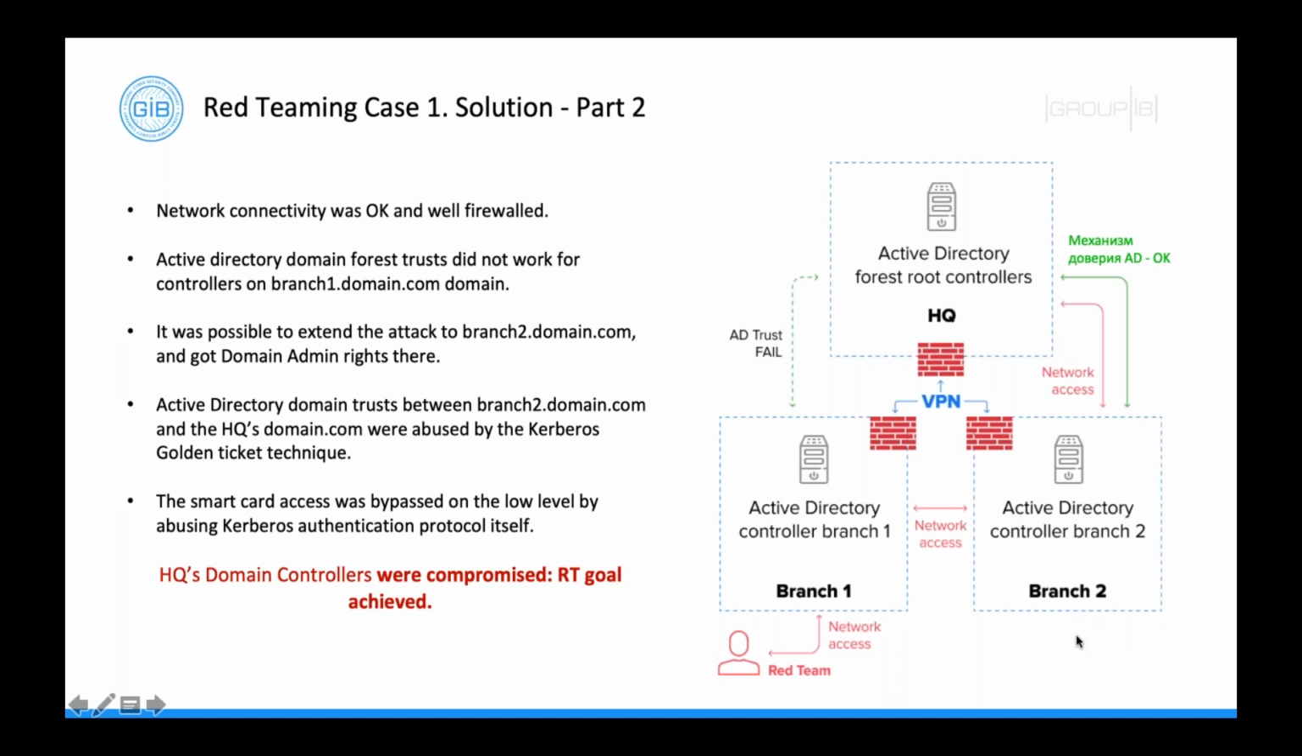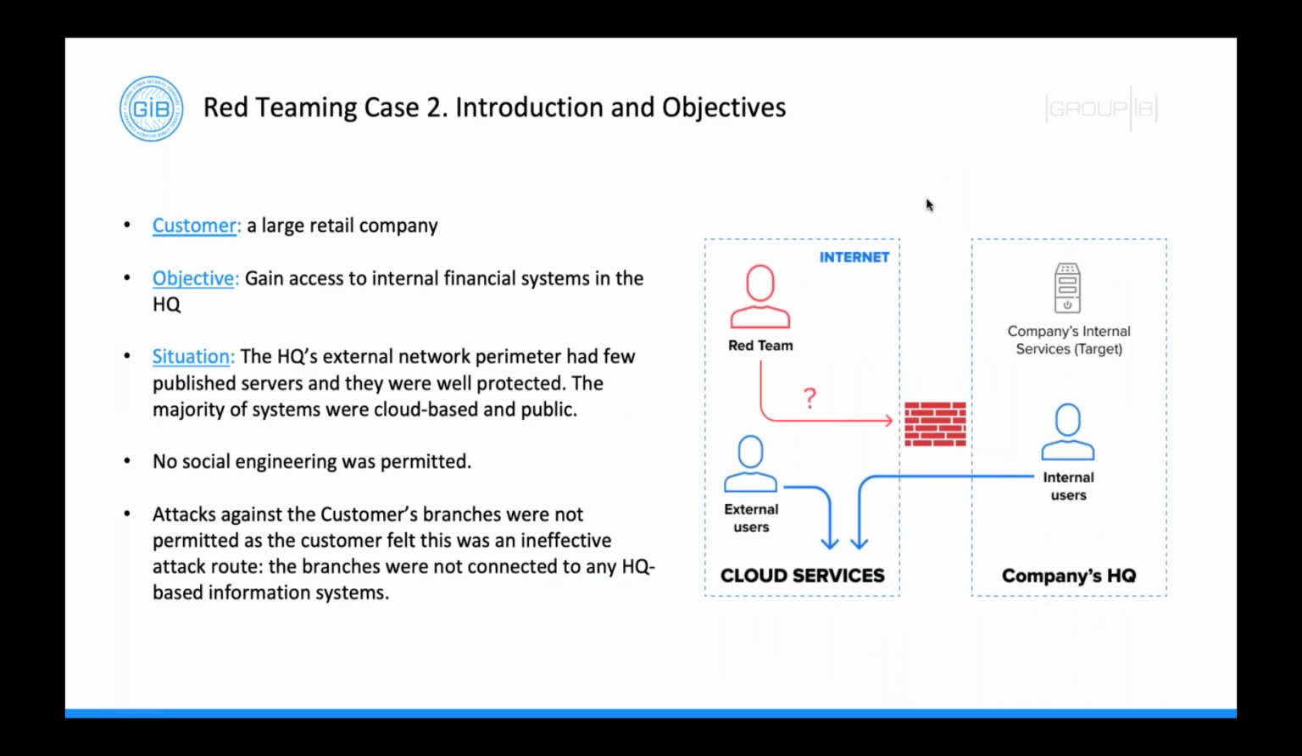From branch 2, the Active Directory domain trust between branch 2 and the HQ was abused by Group IB's red team using the Kerberos golden ticket technique, and they managed to get access to the HQ's domain controllers, and our red teaming goal was achieved in this particular instance. So that was the first case that we looked at for a red teaming operation.